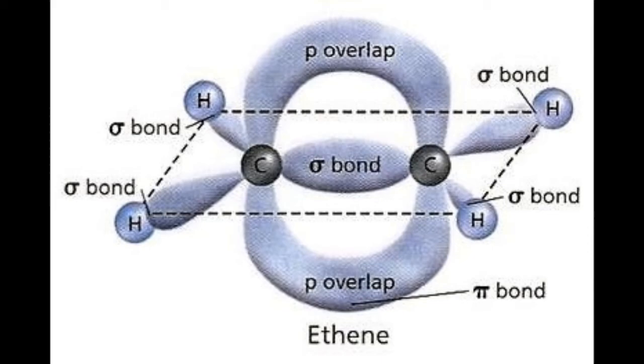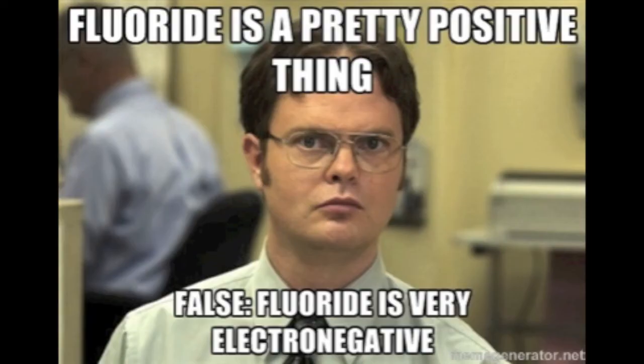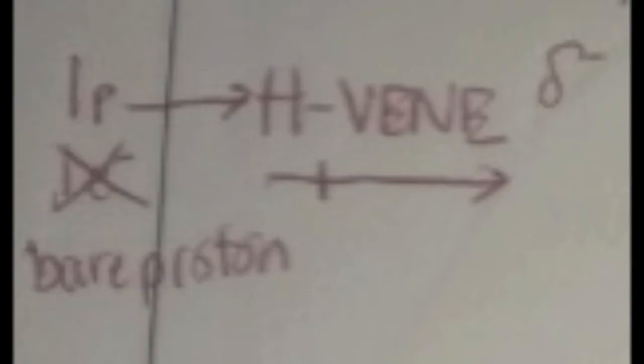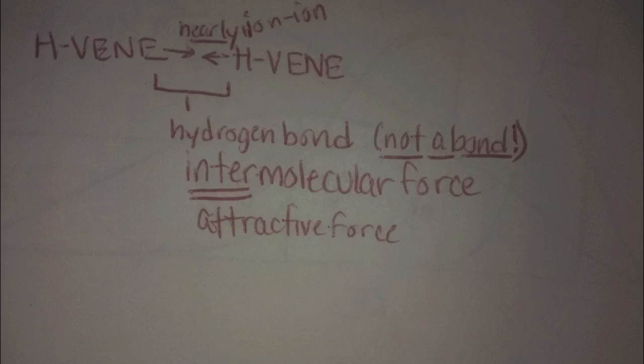Now take an H and a lean, like fluorine or oxygen. The F or O's got all the electrons, and the H and's real positive. It creates a real strong force, attracting another F or O. It's stronger than ion dipole. It's not quite a bond, but the attraction holds them close.